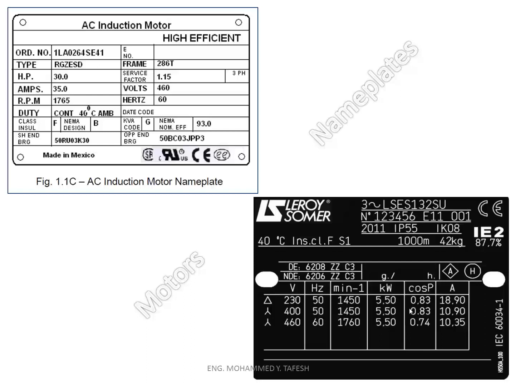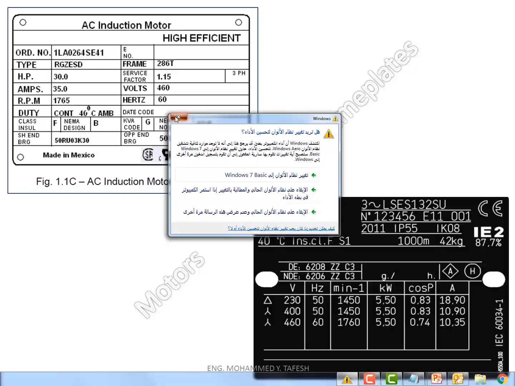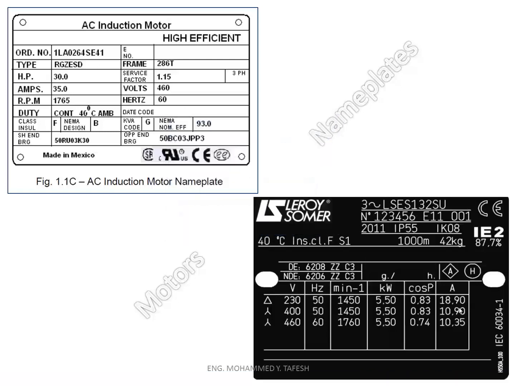18.9 ampere. And if you want to convert the connection to the star, you have to apply the voltage of 400 at frequency of 50, so this motor will consume the same true power but with less ampere. So the ampere at the star connection is less than the ampere at delta connection.